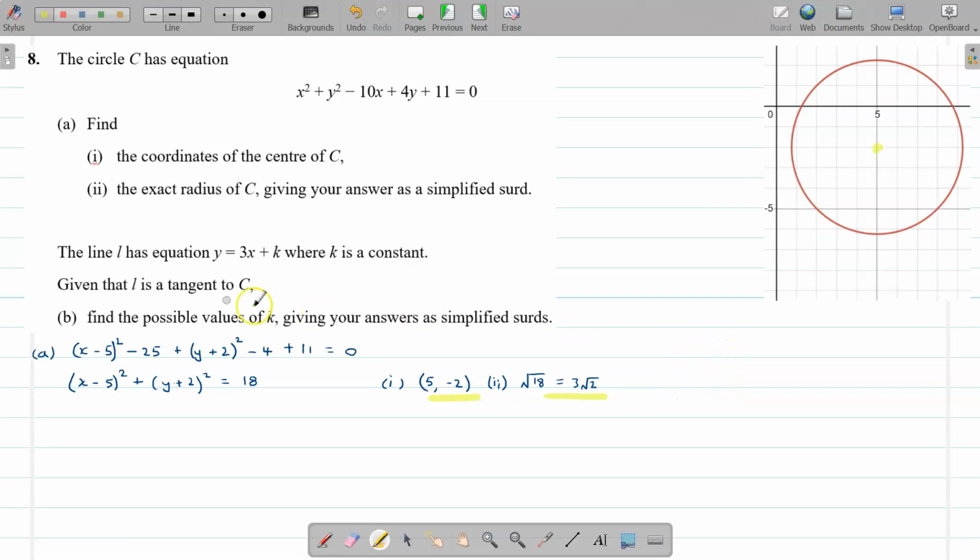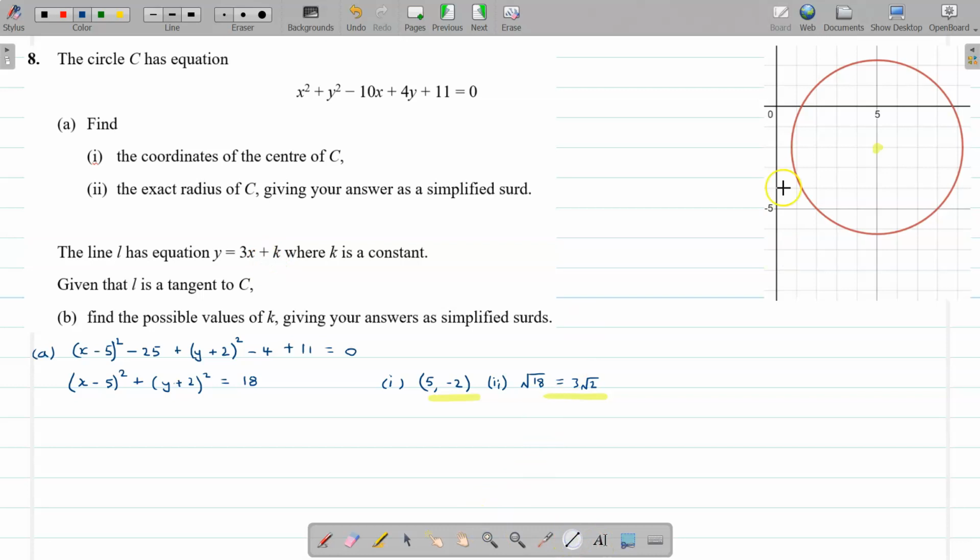And next I have this straight line L with that equation where k is a constant, and I'm told that it's tangent to C. Find the possible values of k giving your answers as simplified surds. Well, basically this represents a line with a gradient of 3 and it crosses the y-axis at k, and it's telling us that there are 2 of these lines that are tangent to the circle.